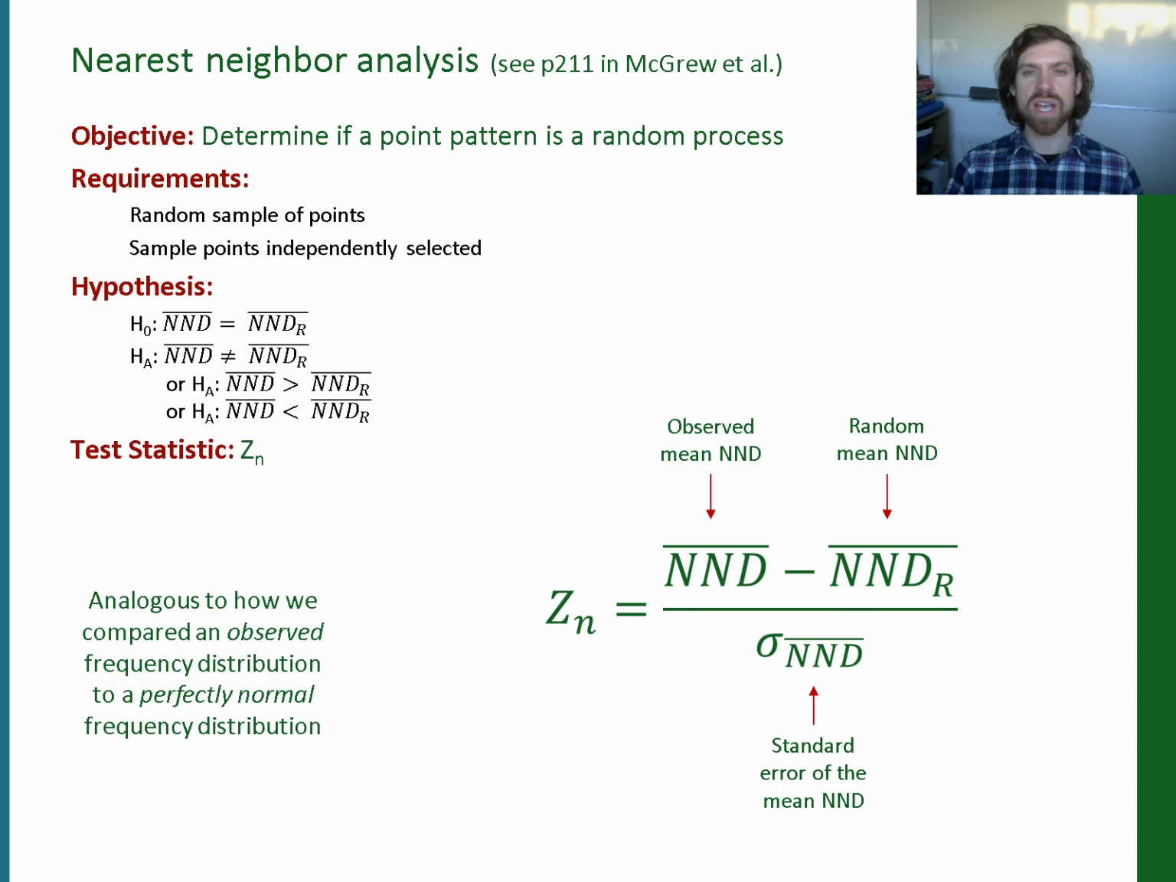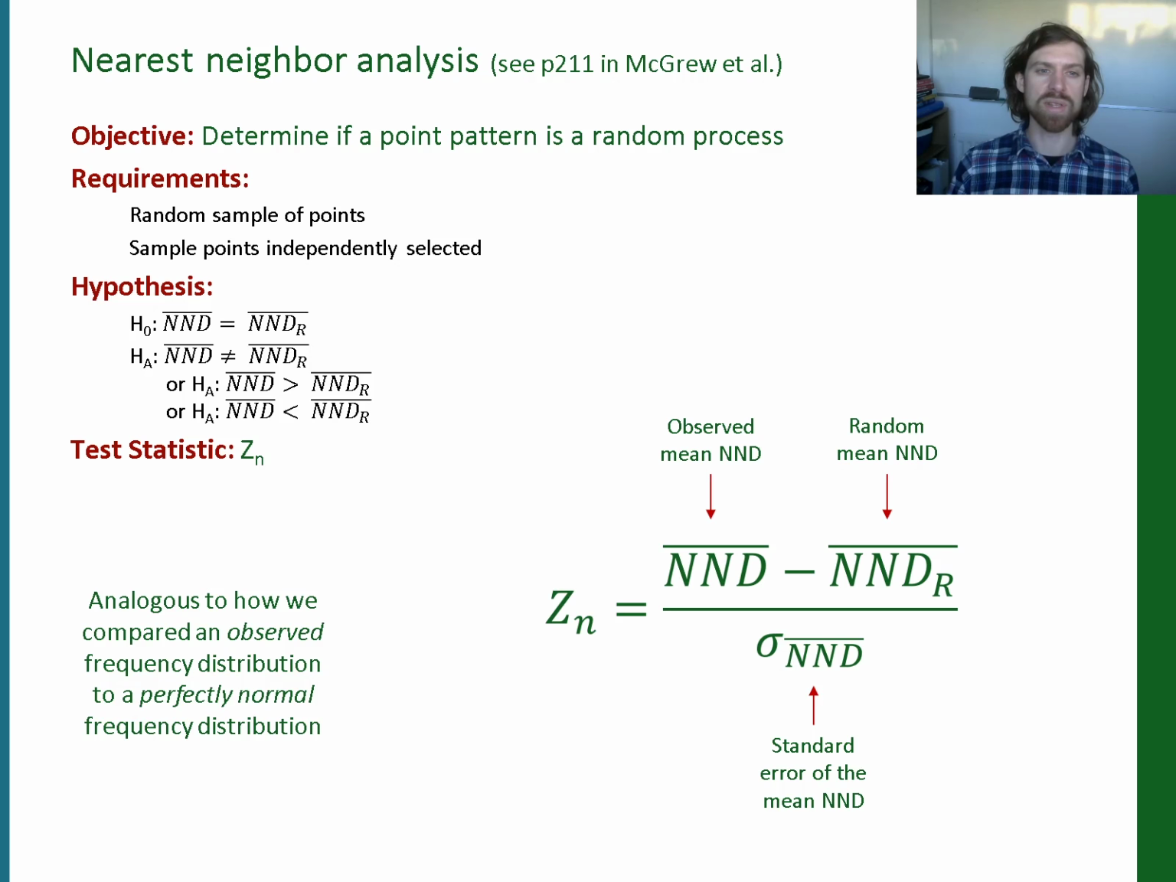So let's begin with the nearest neighbor analysis. And this is in the McGrew et al. book on page 211. And really the objective here is for us to understand if a point pattern of interest to us, which could be a variety of different things, let's assume it's community infrastructure services like fire stations or police stations, understand if their location is essentially a random process or whether it's something else. Okay, and there's actually a very nice example in the book which details this.